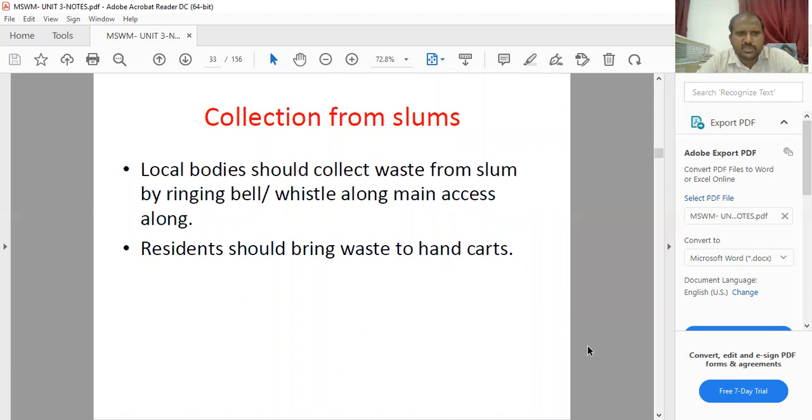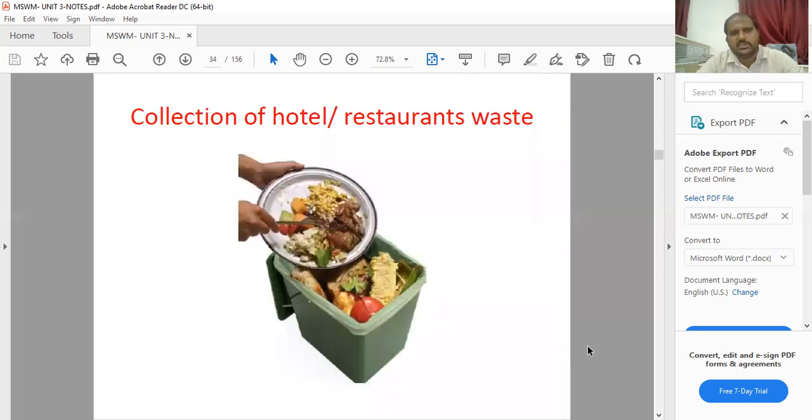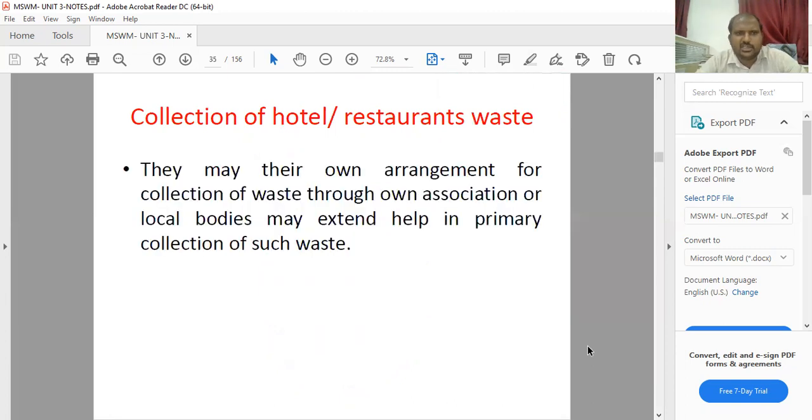Collection from slums. Local bodies should collect waste from slums by ringing a bell or whistling along the main access road. Residents should bring their waste to handcarts. These are some examples of collection of hotel and restaurant waste. Hotels and restaurants make their own arrangement for collection of waste through their own association. Local bodies may extend help primarily for collection of such waste.